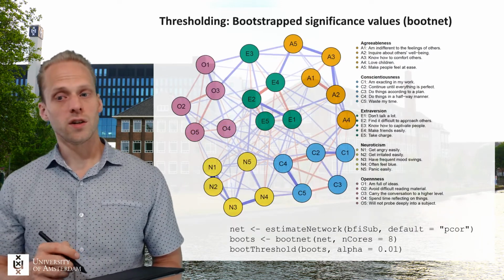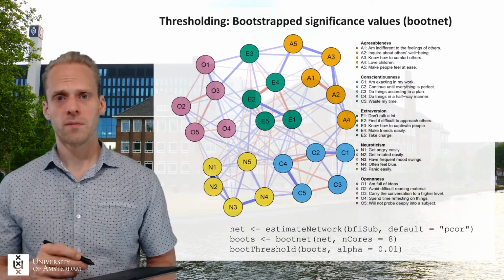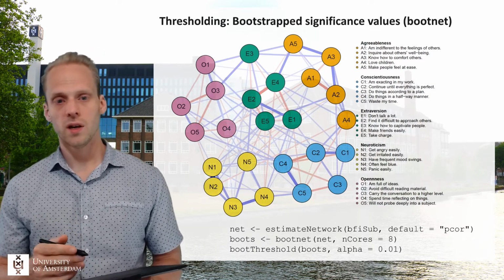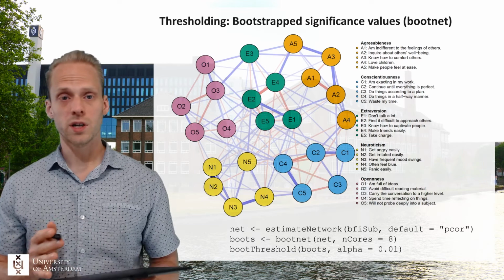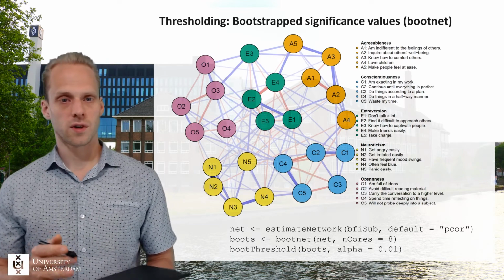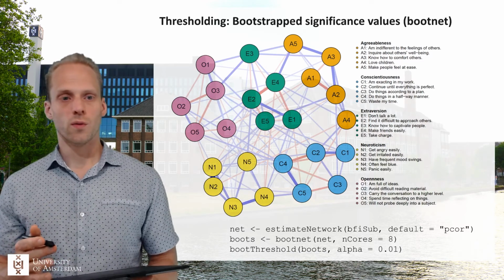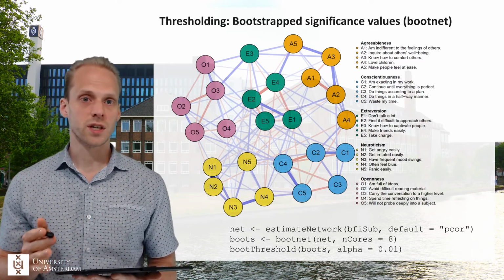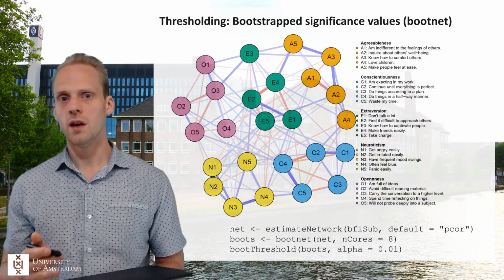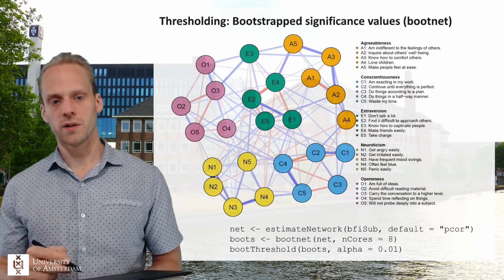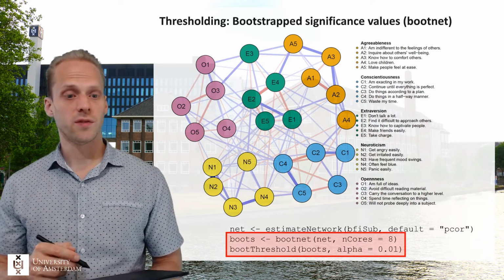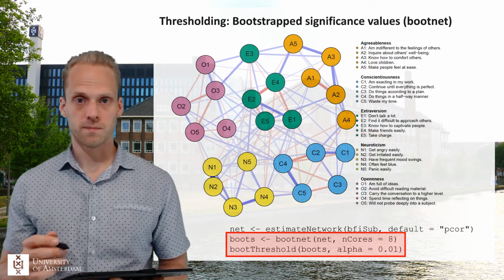So one other thing you can do is bootstrap the data and then remove edges that are not significant after bootstrapping. And bootstrapping we'll explain in much more detail in a later video, but it's a way to get basically a confidence interval around your edge weights, and then you can see if zero is in there or not, to do a non-parametric test for significance of a parameter. So that we can do using the bootnet package that we'll also explain in a later video, and then with this bootThreshold function.